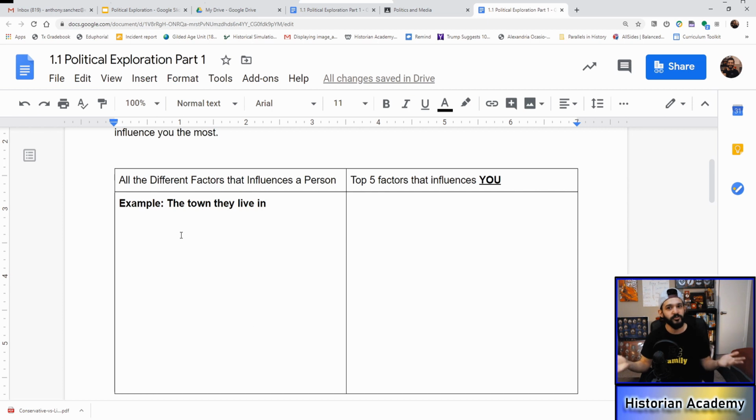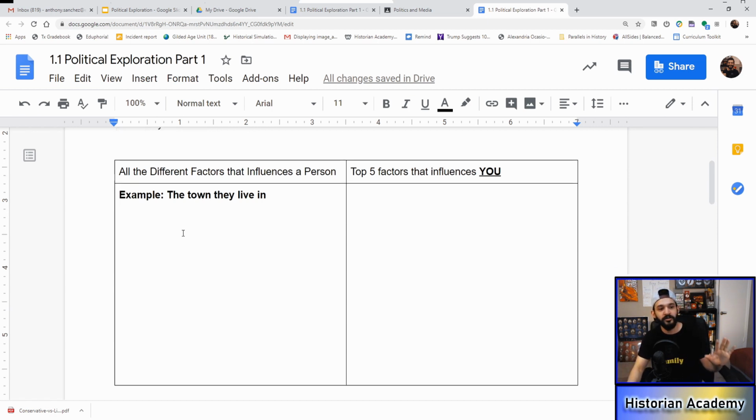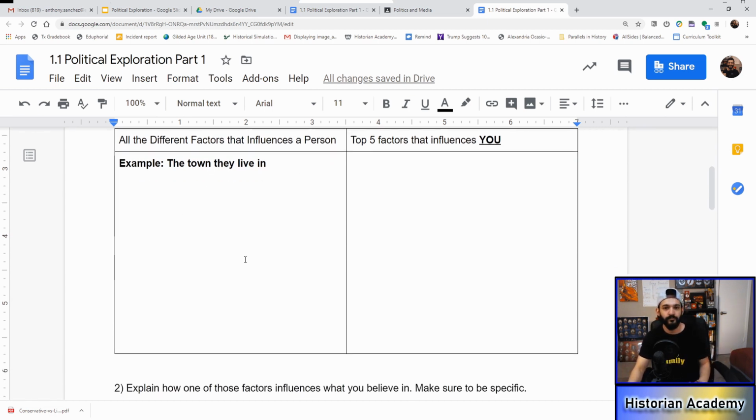The town they live in can influence a person. There's also different other aspects about a town. You can go a little bit more specific, and you can list all the different factors you can think of here. And then you're going to think about you. We have come up with a bunch of different factors. What about you? What has influenced you the most? What are the top 5 factors that influence you? And go ahead and list those here. Once you have listed those, we're going to go to the next question.